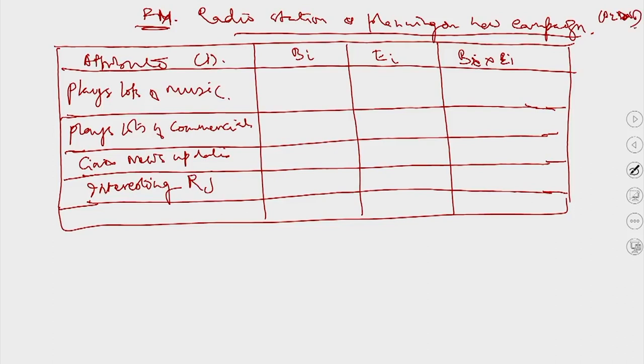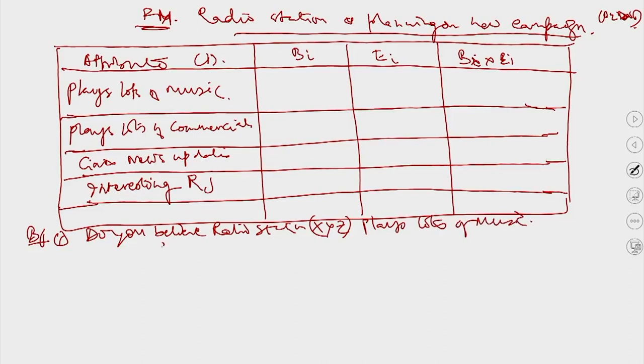So how does it find BI and how does it find EI? The radio station gives some product related questions on a 5, 7, 9 point Likert scale to people who are the viewers of this radio station. So for finding the belief strength, it can give questions like, do you believe radio station XYZ, where XYZ is the radio station in concern, plays lots of music?